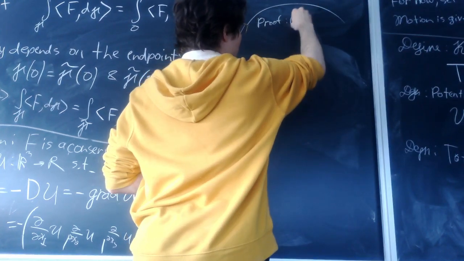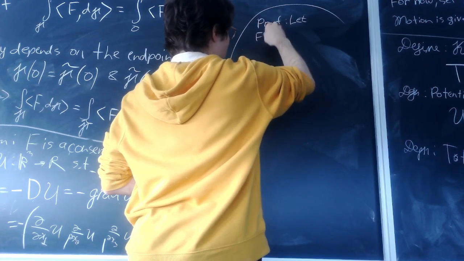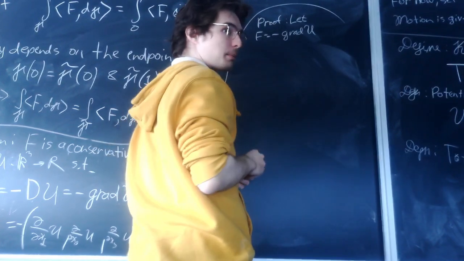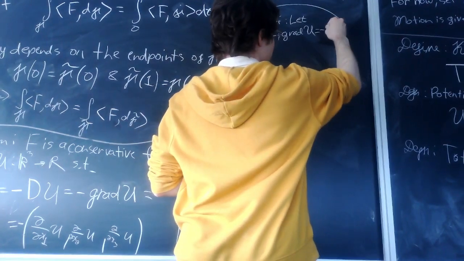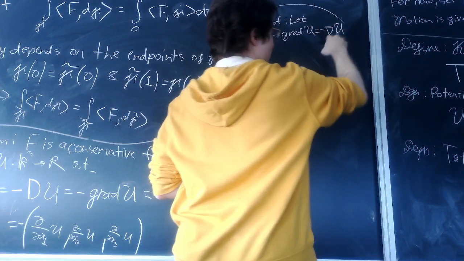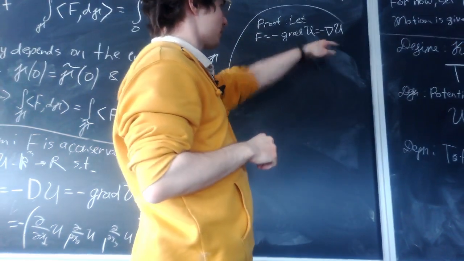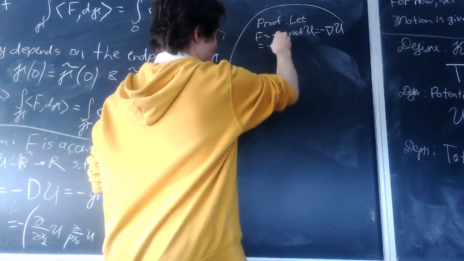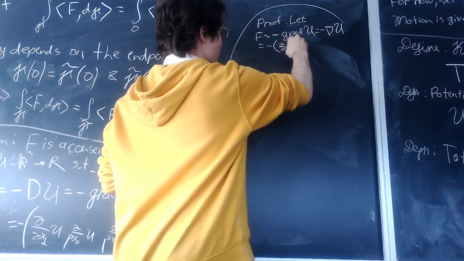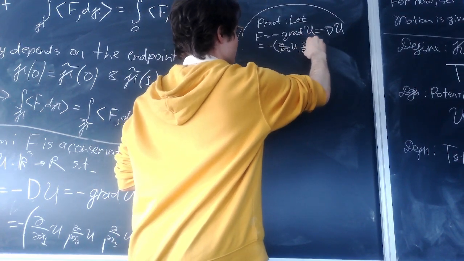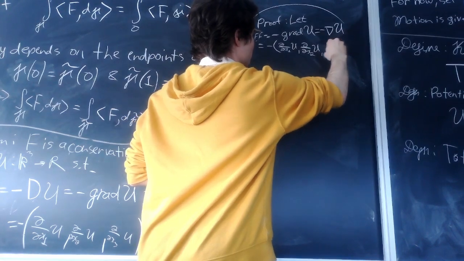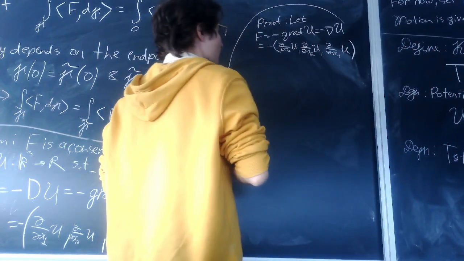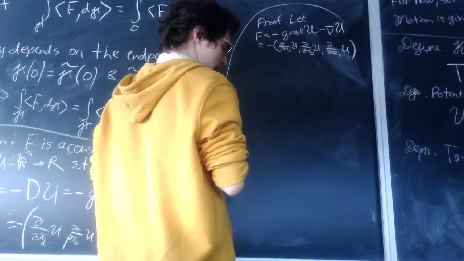So let f equal to minus grad u. Okay, so maybe I'll write this symbol. This is the symbol for grad. Okay. So it's equal to minus all of these partials: ∂/∂x1 of u, ∂/∂x2 of u, ∂/∂x3 of u. Okay. And what do I want to do?